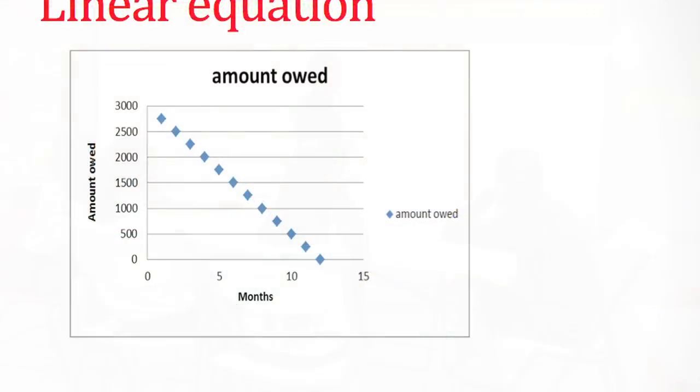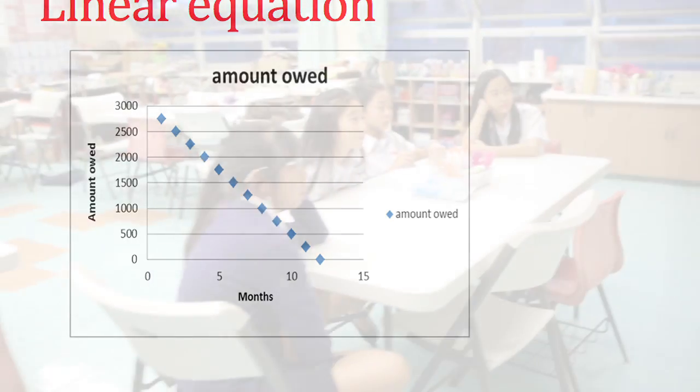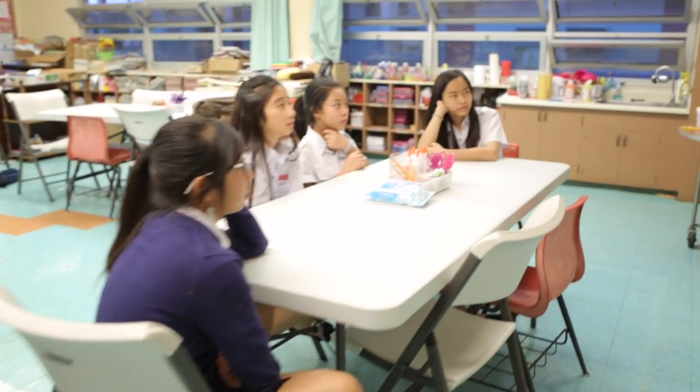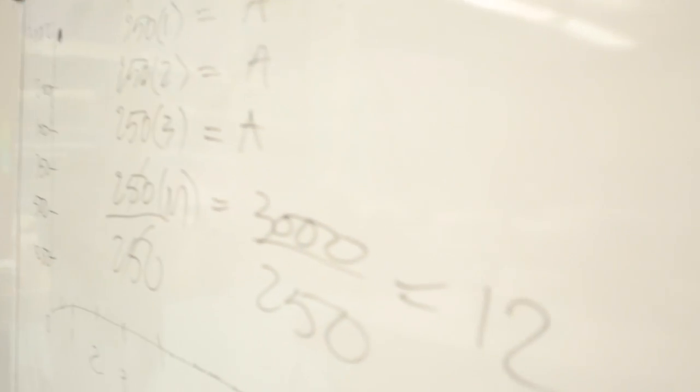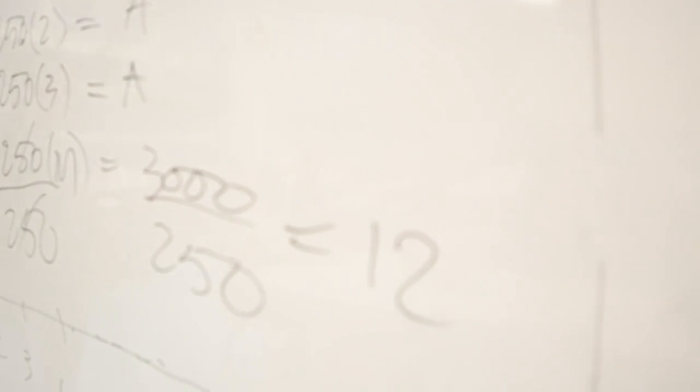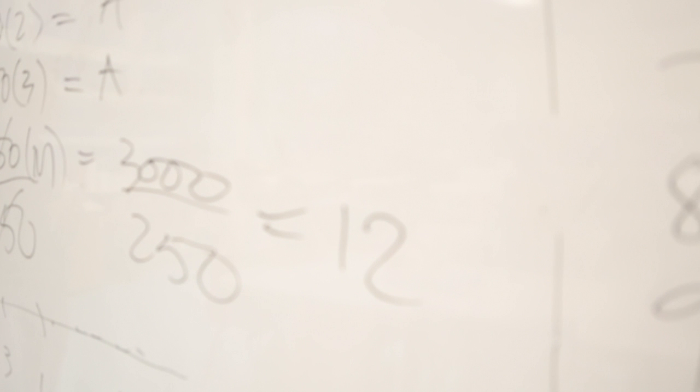Divide 250, you divide 250. So they're gonna be about 12 months. Yeah. So now you know it's gonna take about 12 months to pay back your parents what you owe, right? Is that an interesting equation? Yes. Yeah.